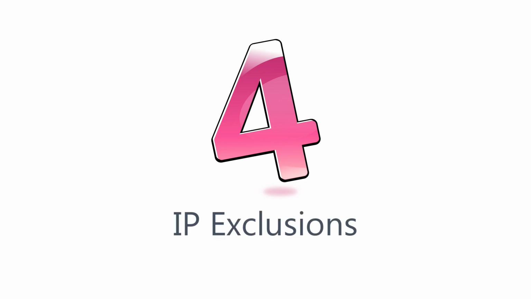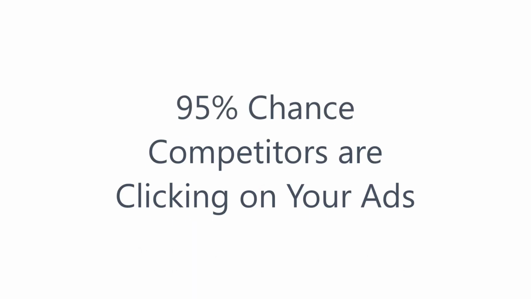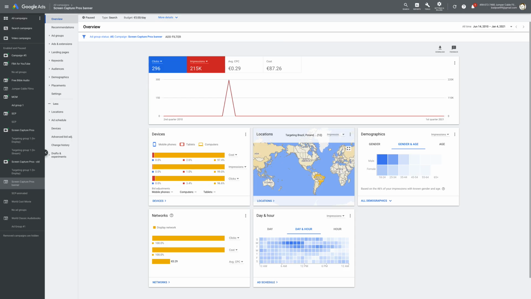Tip number 4, IP exclusions. Now, whatever industry or niche you are in, you should know that sadly there is more than a 95% chance that your competitors are clicking on your ads. You'd be surprised and likely quite angry to know just how many of them do that, the jerks. As a result, your numbers are skewed, you bear more costs, and more often than not, you end up killing your campaigns because of their high cost per click coupled with their low conversion rate. Not your fault, nothing to do with your ad content or strategy, just good old-fashioned grade A sabotage.